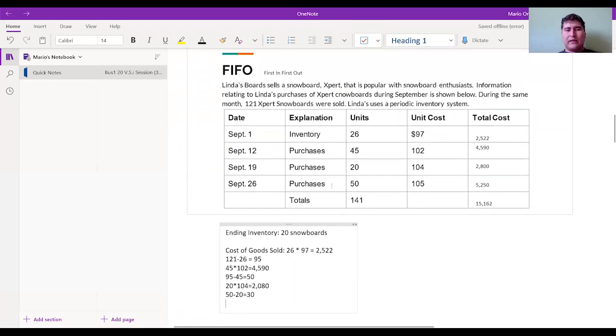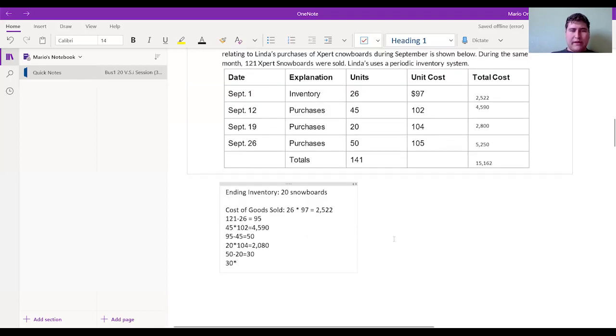And now we see that this last layer here, we have 50 units, which is more than the units we have left over. So here, instead of using up the whole layer like we did before, we're only going to use what's actually sold. In this case, 30 units, and multiply that by the cost of that layer, which is $105. That'll give us $3,150.